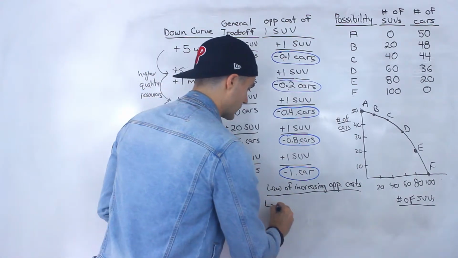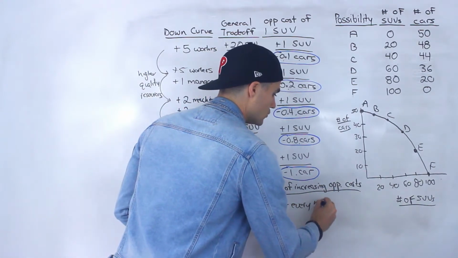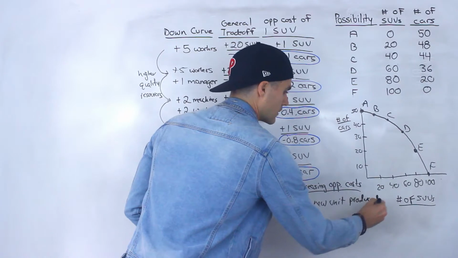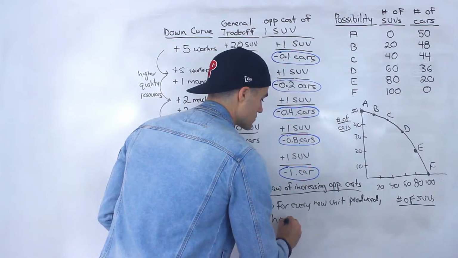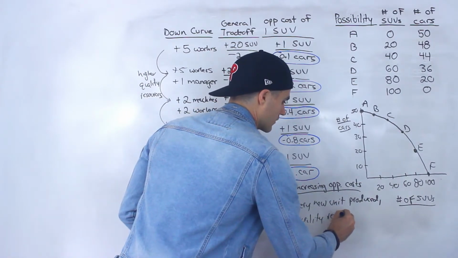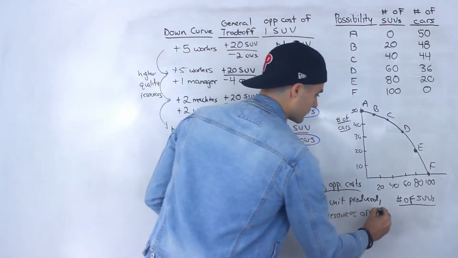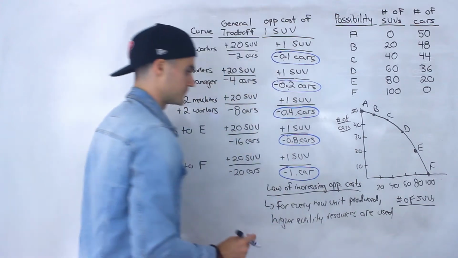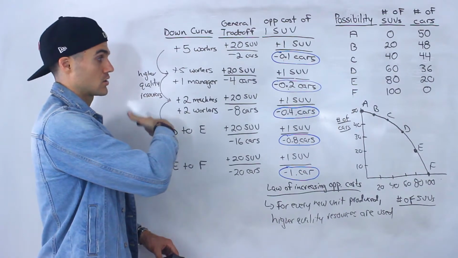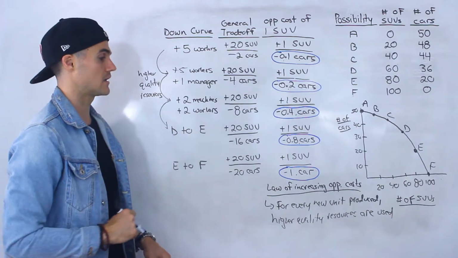So more specifically, for every new unit produced, higher quality resources have to be used. You may see different definitions for this law of opportunity costs, but that's how I like to think about it, right? For every new unit produced, higher quality resources are used. Hence why that opportunity cost is increasing as you move down the curve.